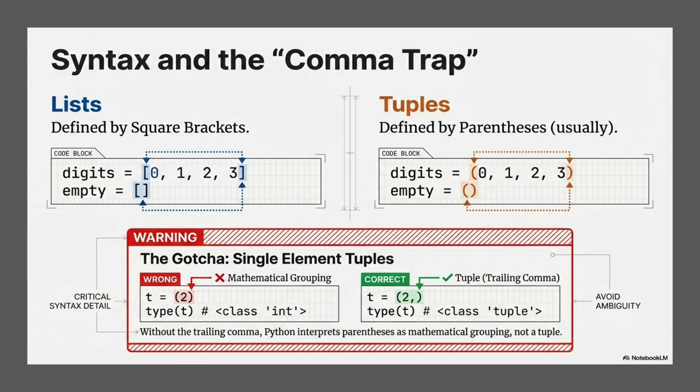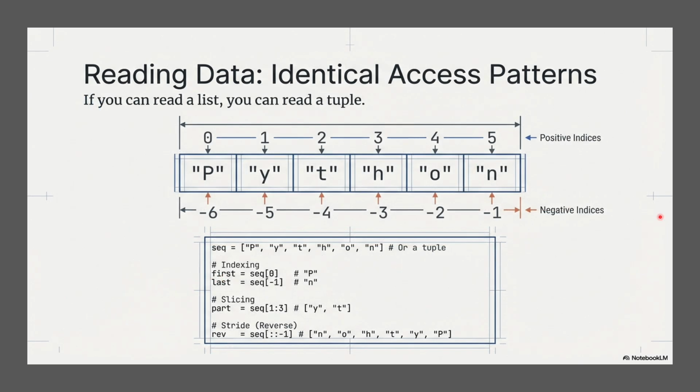Here is the good news. If you can read a list, you can read a tuple. The patterns are identical. Square brackets grab an item. Index 0 gives you P. Index 1 gives you Y. And look at the bottom arrows. This is a cool trick. If you want the last item, don't count the length. Just ask for index -1. It wraps around to the end. This works for both siblings perfectly.